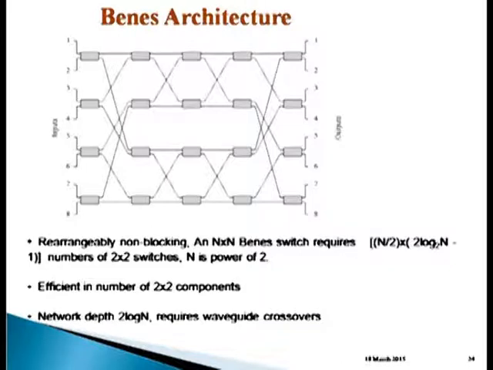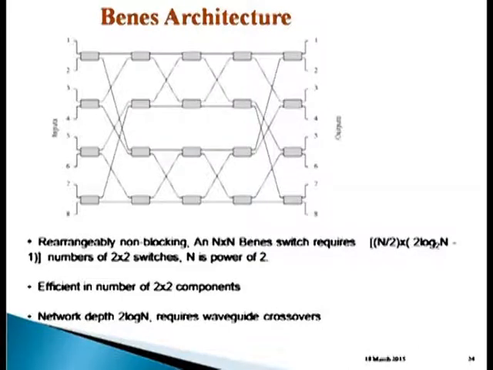Then there is another, the Benes architecture. This is an example of 8 cross 8. Earlier, if we had used the crossbar architecture, to design an 8 cross 8 we would have required around 64 switches. But in this architecture, we are designing an 8 cross 8 switch, and how many switches are we using? Only 20, right?